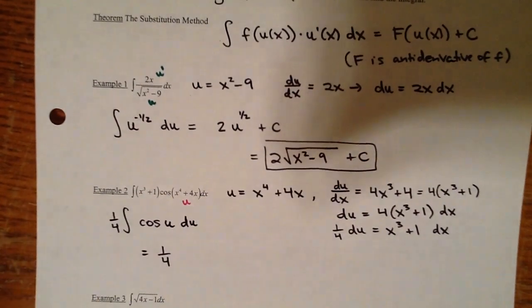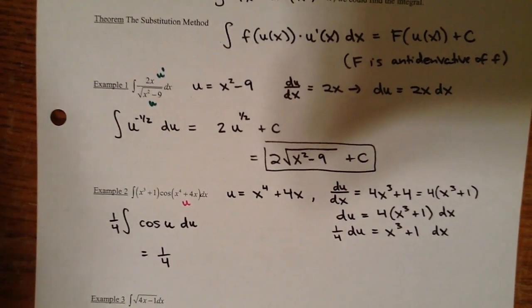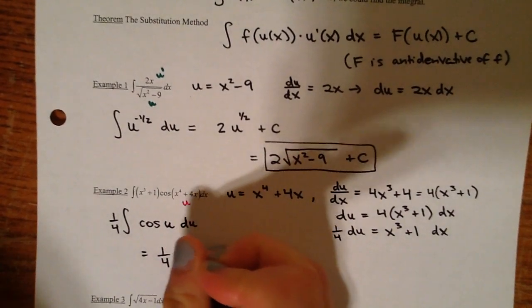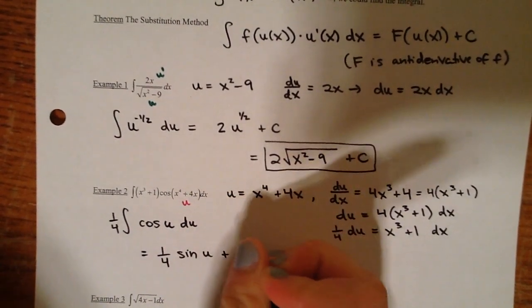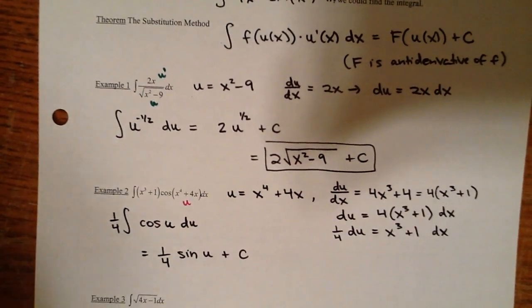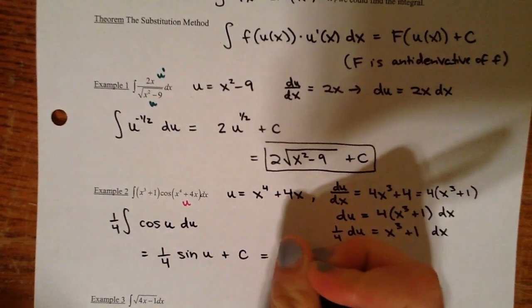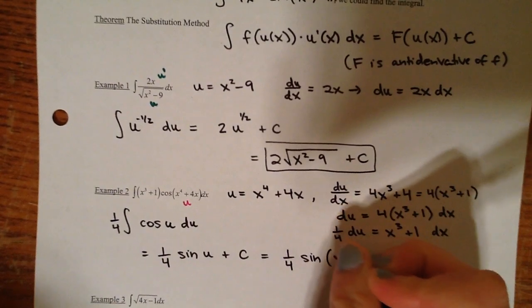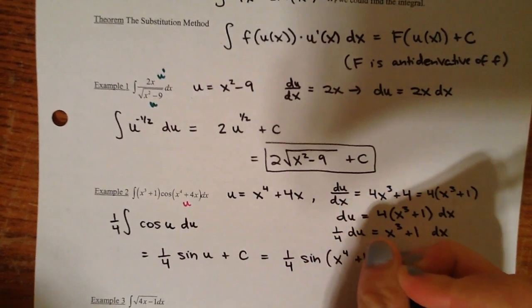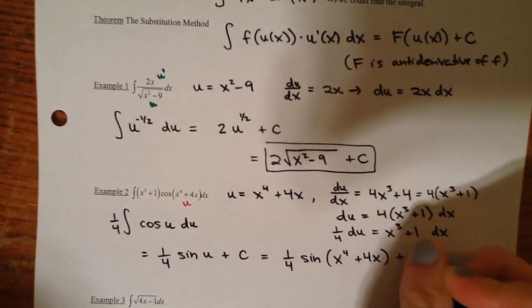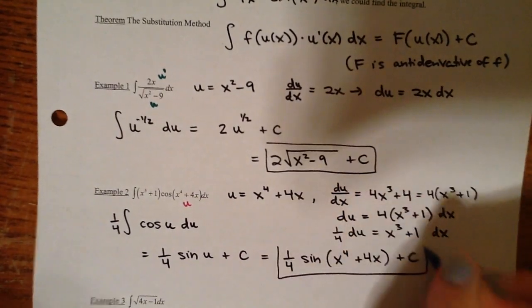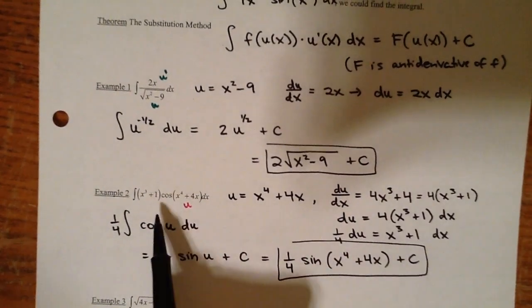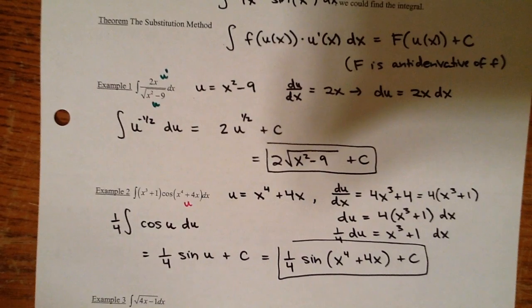So that's what I'm going to do. 1/4, the antiderivative of cosine is sine, positive sine, of u, and then I always have a plus c. And for my final answer, I am going to rewrite u back in terms of x. And you can always take the derivative of that expression again, just to make sure you end up with this in the integrand, and you will.